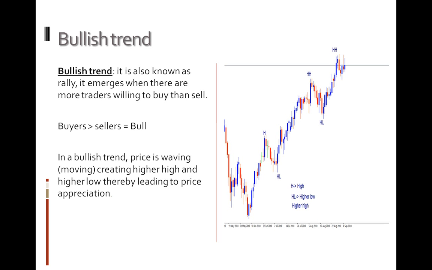That's a bullish trend. In a bullish trend, price is waving, that is moving, creating a higher high and a higher low, thereby leading to price appreciation. In a coming lesson, we are going to talk more about this higher high and higher low. But for now, let us understand that in a bullish market, price is making higher highs and higher lows. The previous higher low must be lower than the next higher low. That way we are moving up and creating higher lows and higher highs consistently.